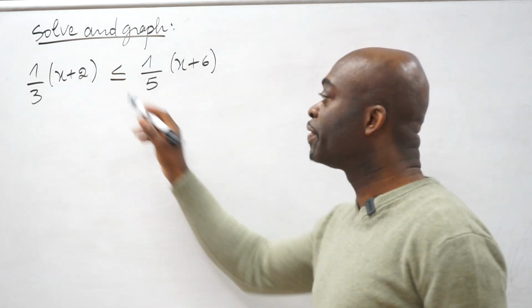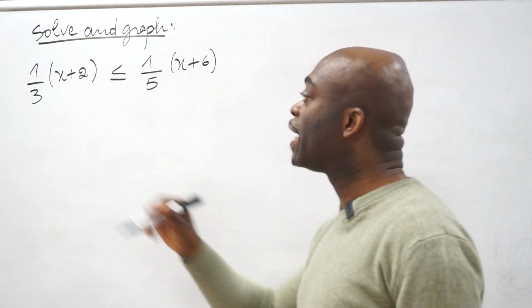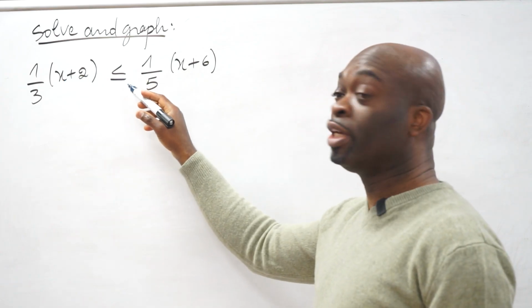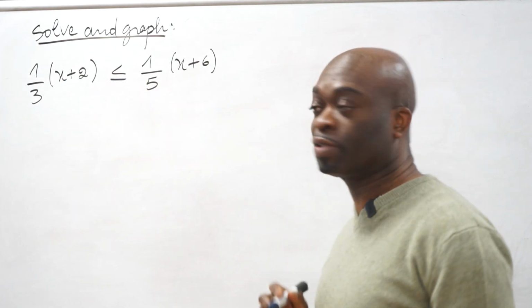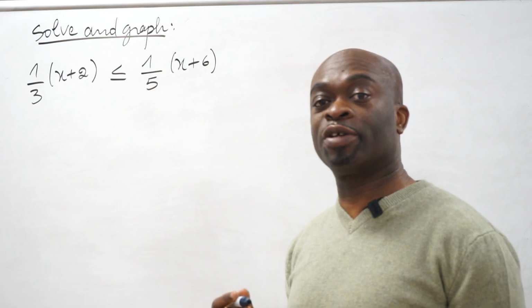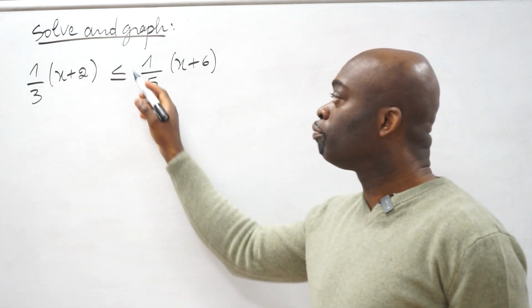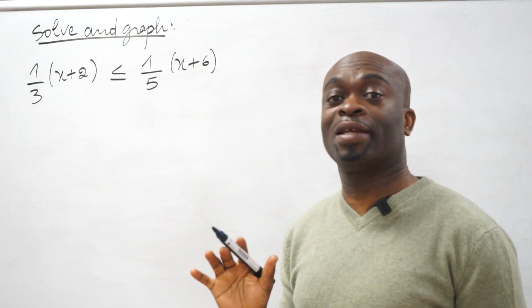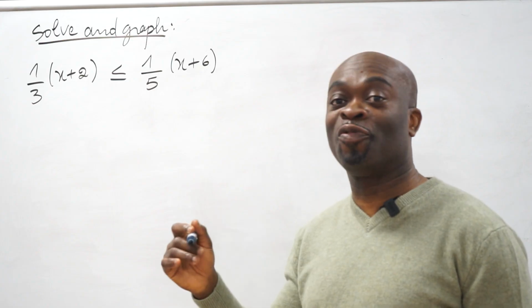Solving and graphing this inequality. Okay, so we have 1 over 3 times (x plus 2) less than or equal to 1 over 5 times (x plus 6). Okay, first thing we've got to do is act like this were an equal sign. We're just going to act like that, and then solve for it first.